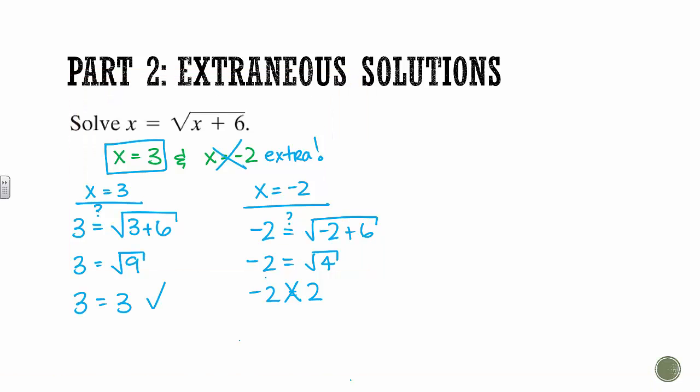Because when you square it, you could end up with 4. Like if you do -2 squared, you get 4. And that's where this comes from. But when you take the square root of 4, you don't get -2. So always double check your solutions.